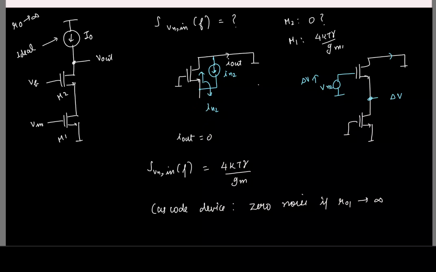So let's quickly see what will happen if R0 is not infinity. So what do you think will happen if R01 is not infinity? Let's assume finite R01 alone. So here I am going to have something. Result for that 4 kT gamma by GM will not change. That will not change, right? That will not change.